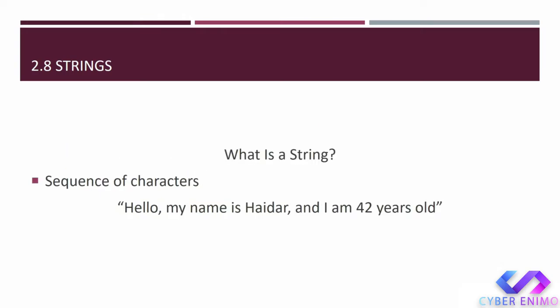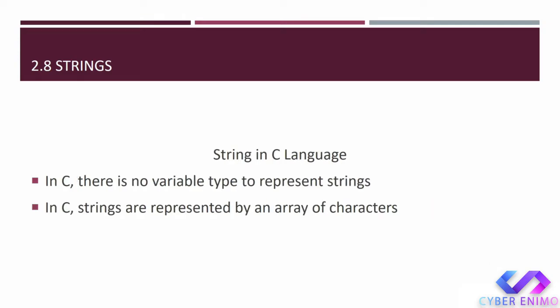So what is a string? A string is simply a sequence of characters. As an example, "hello, my name is Haider and I am 42 years old" is a string that's made up of a sequence of characters. In the C language, there is no variable type dedicated to strings. Instead, in C, we represent a string as an array of characters.